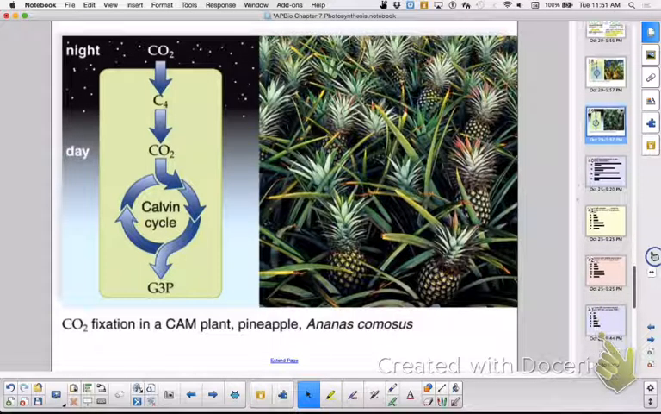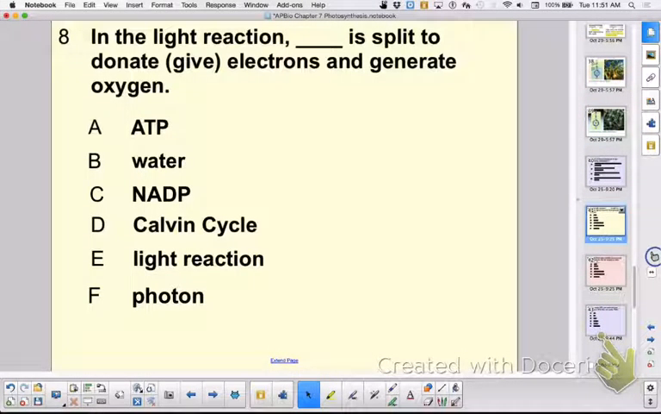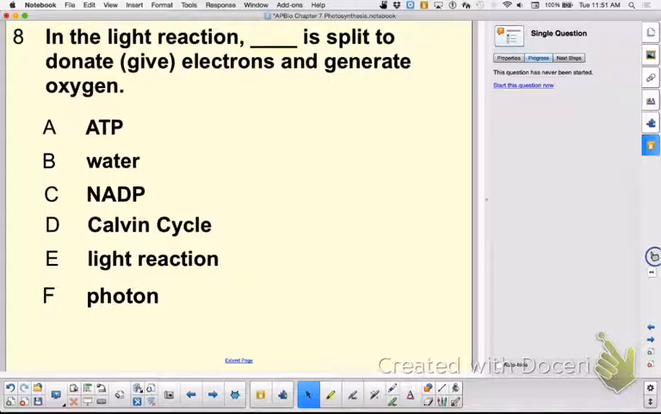Okay, so CAM plants are better than both when conditions are extremely dry and arid. Dry and arid.